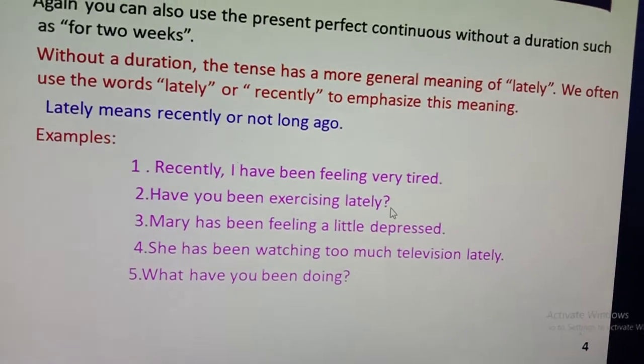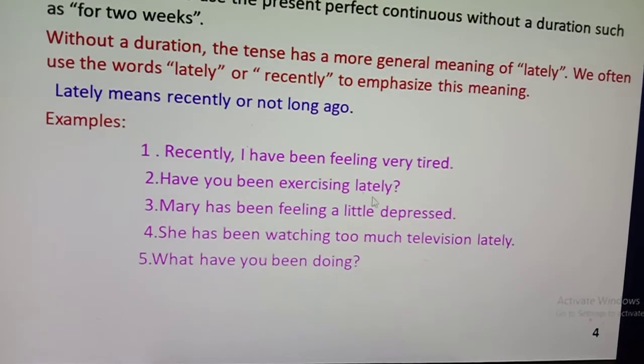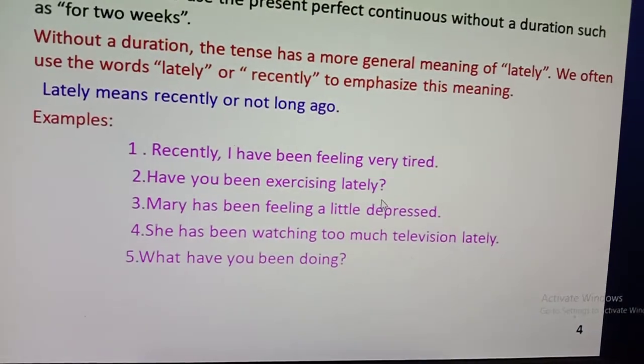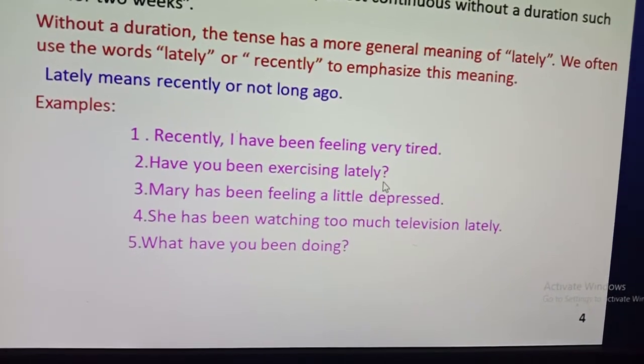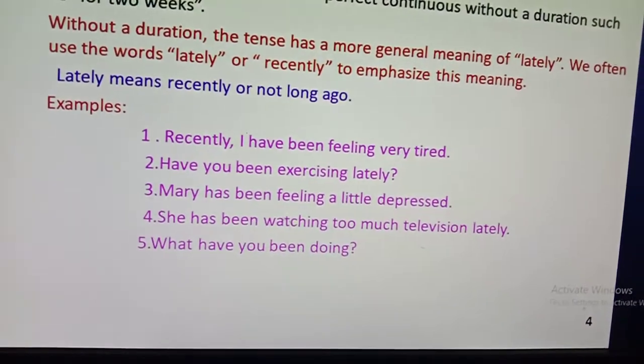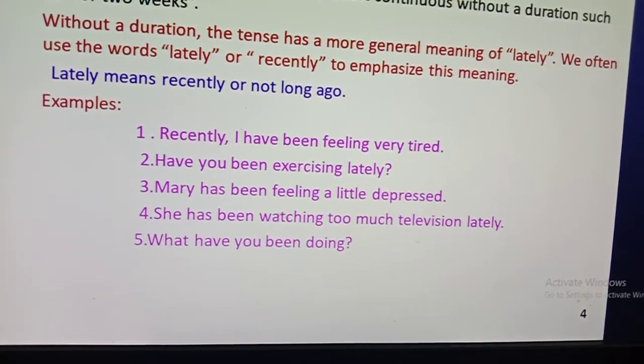Lately also means recently, so there is no indication of the duration of time. In this case also you can use present perfect continuous tense. If you are doing something lately or recently for a long time, you have to use present perfect continuous tense.